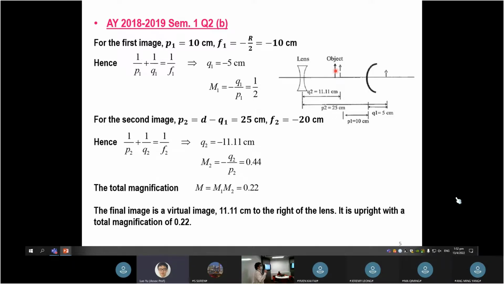As I said, for the image by lens and the mirror, the sign convention table in my tutorial slides is what you have to remember. Remember those slides, otherwise you will not be able to comment on the property of the image. So take a look at my summary slides. Any question here? So this is the answer you should provide for this question.